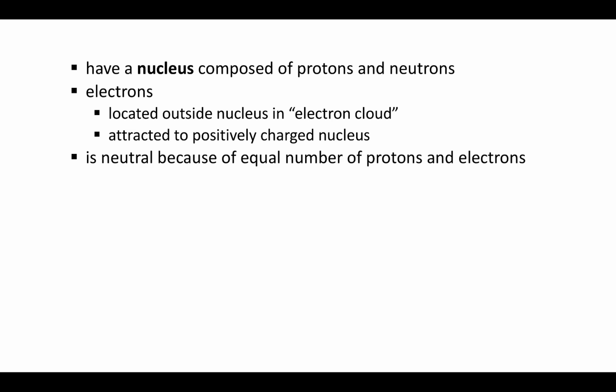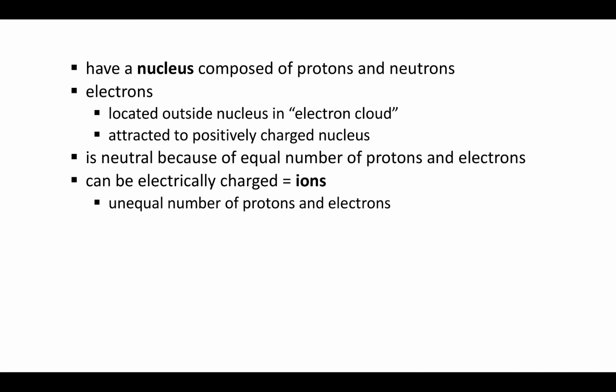Also, atoms are neutral. That's because of an equal number of protons and electrons. So you have an equal number of positive and negative charge, which ultimately means that that atom is neutral. However, they can also be electrically charged, and we refer to those atoms as ions. And so in that case, you're going to have an unequal number of protons and electrons.